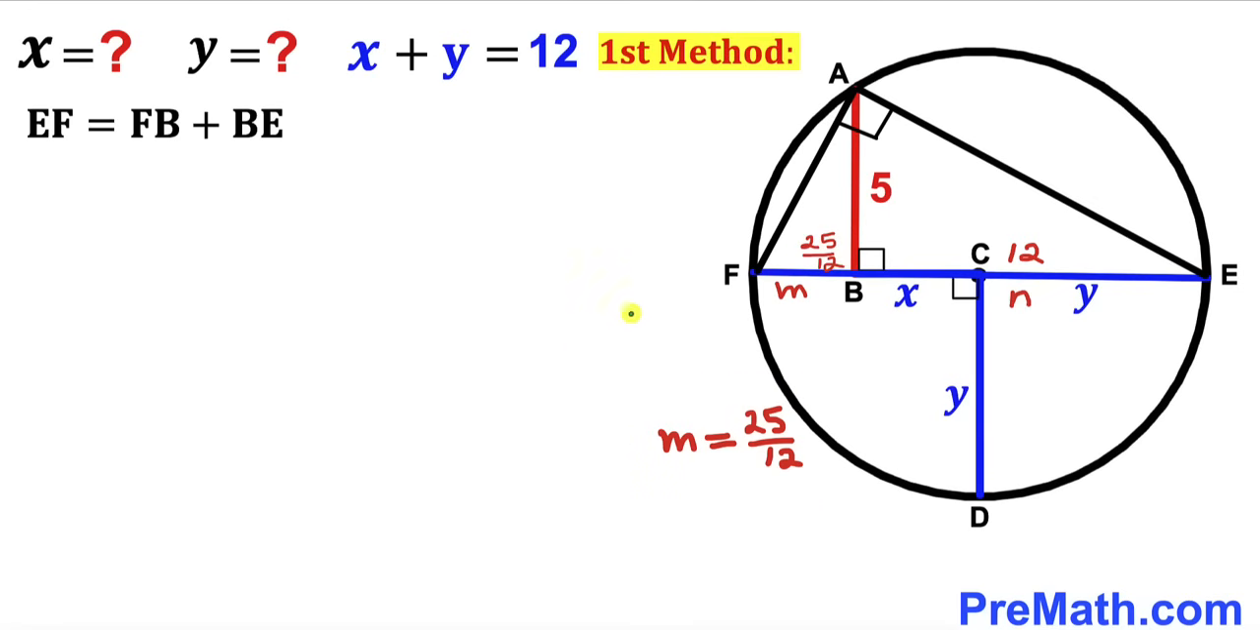Now let's make an observation. This whole diameter EF length is equal to the sum of these two segment lengths, FB and BE, as you can see in this equation. We know FB is 25 divided by 12, and BE is 12. As you can see in this next step, I have substituted those values.